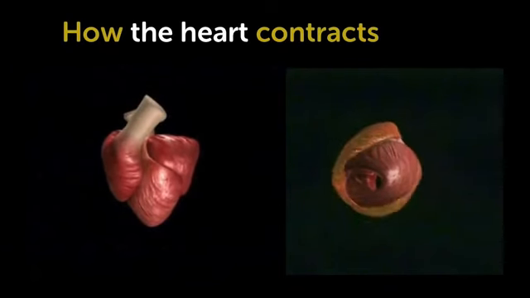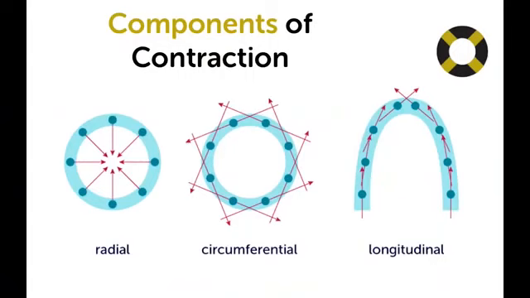I explained how the heart contracts and that there are several components of contraction: radial, circumferential, and longitudinal. Radial contraction contributes most to ejection of blood, while longitudinal dysfunction is often an early sign of left ventricular impairment.